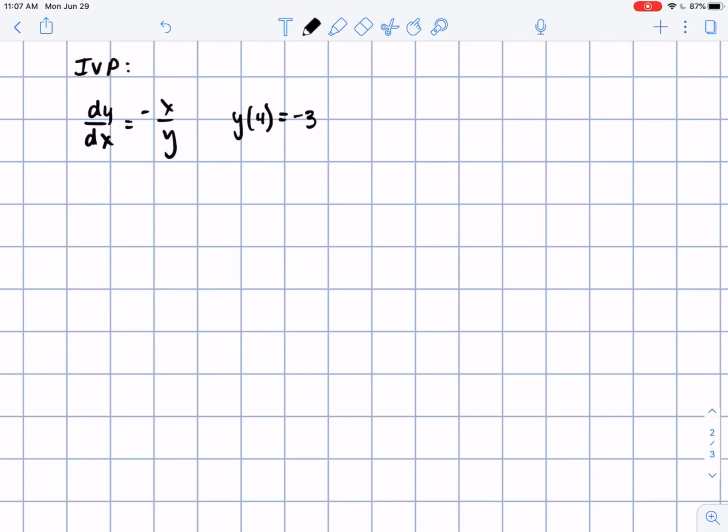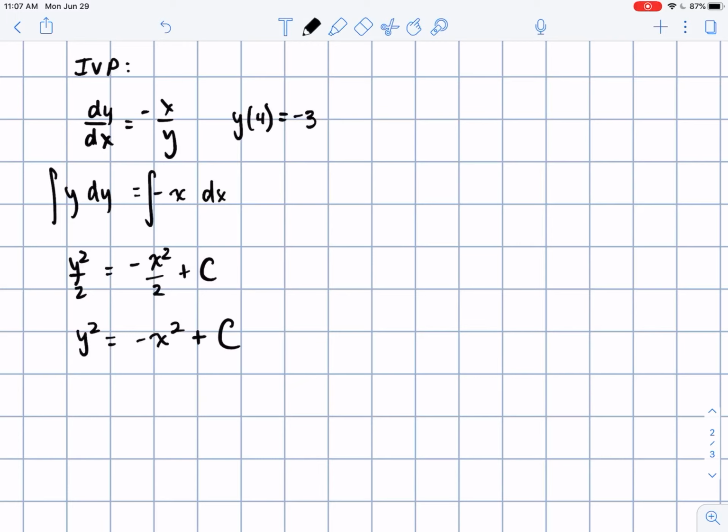Okay, so again, first step, we want to separate. So we have y dy equals negative x dx. Separate and then integrate. So I'll get y squared over 2, and I always like to keep the c on the x side, x squared over 2 plus c. If we multiply everything by 2, now again, 2c is still a constant, so it doesn't really matter.